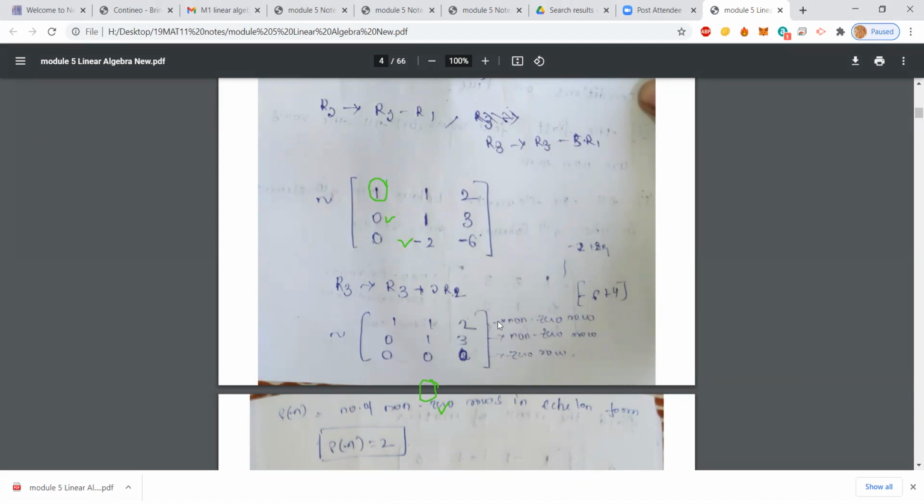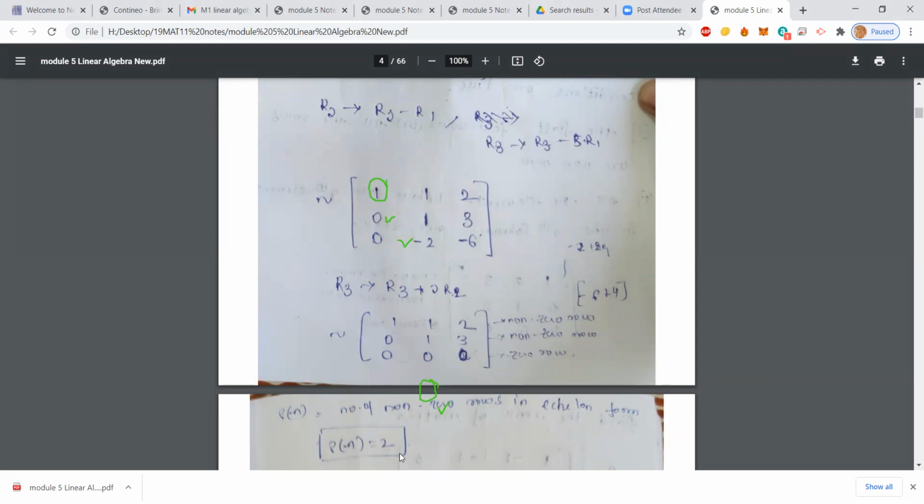See, the first row is a non-zero row. The second row is a non-zero row. The third row is a 0 row. So now count the number of non-zero rows in the row echelon form. Here two non-zero rows are there. So therefore the rank of the matrix A is 2.